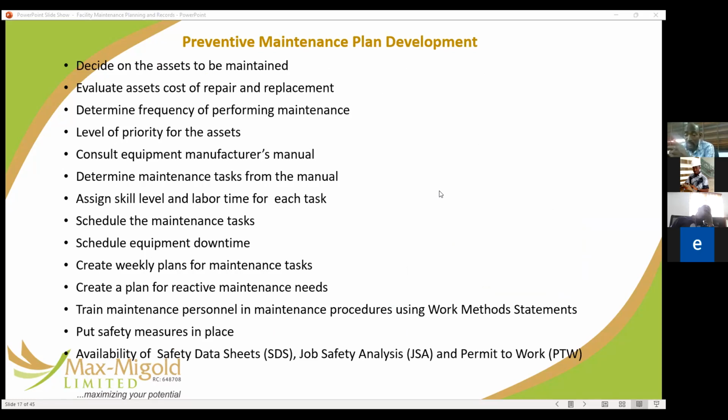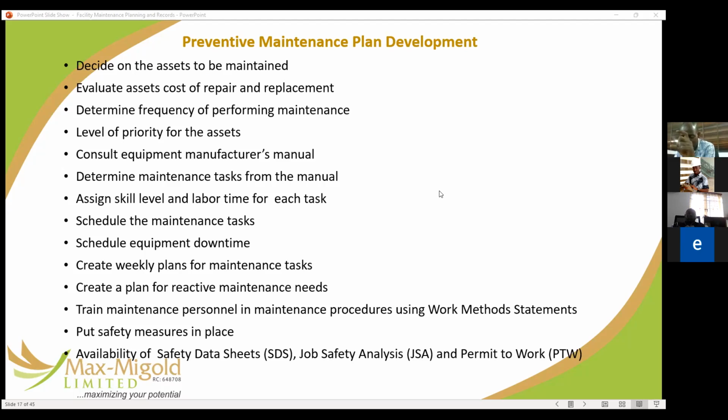My chair is an asset, my standing fan is an asset, my air conditioner is an asset, my projector is an asset. What are the kind of maintenance tasks that I need to carry out on all those assets? And I have electric bulbs. My electric bulb can go under inventory. So you decide which of the assets you actually need to maintain.